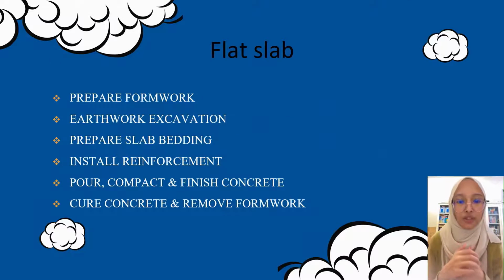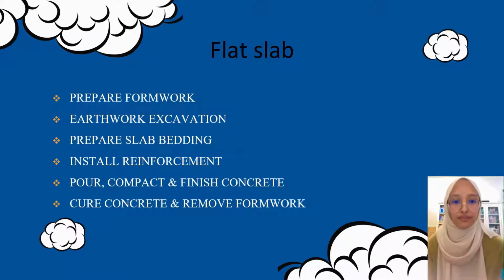There are six steps to construct a successful flat slab. The first step is to prepare the formwork. Second step, do the earthwork excavation. Third step, prepare the slab bedding. Fourth step, install reinforcement. Fifth step, pour, compact and finish the concrete. Sixth step, cure the concrete and remove the formwork.